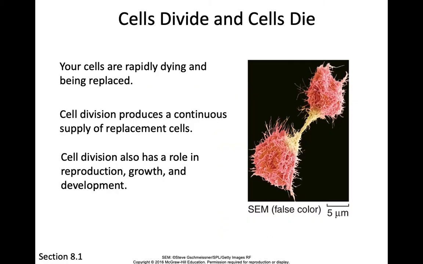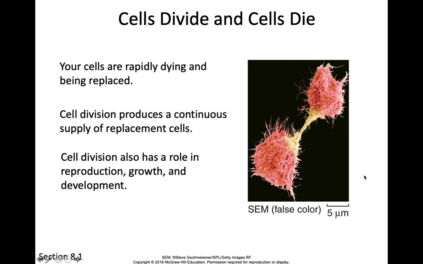So why do your cells need to divide? Well, first off, your cells have a lifespan, just like every other living organism on the planet. They live for a certain period of time, and then they die. Your cells are no different. They have to replace themselves. They need to make copies of themselves, because if they didn't, eventually all of your cells would die, and you would go away. You would cease to exist. So they need to replace themselves when they die.